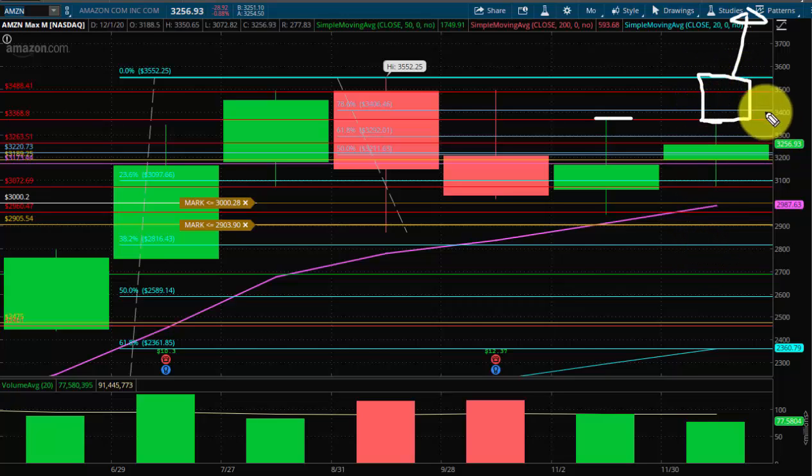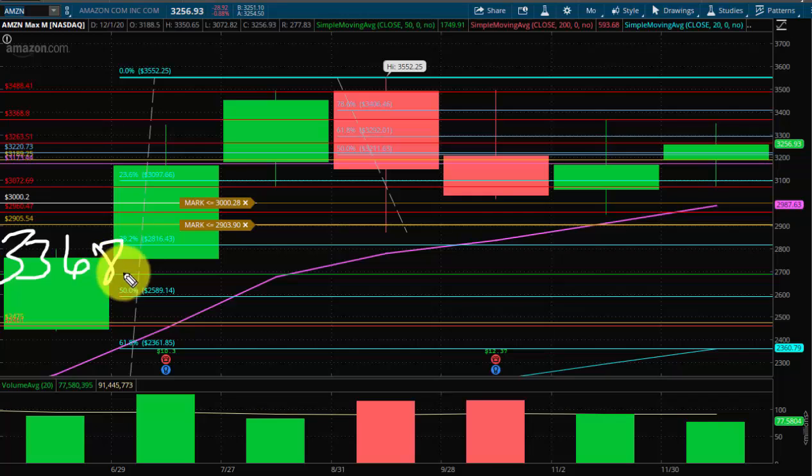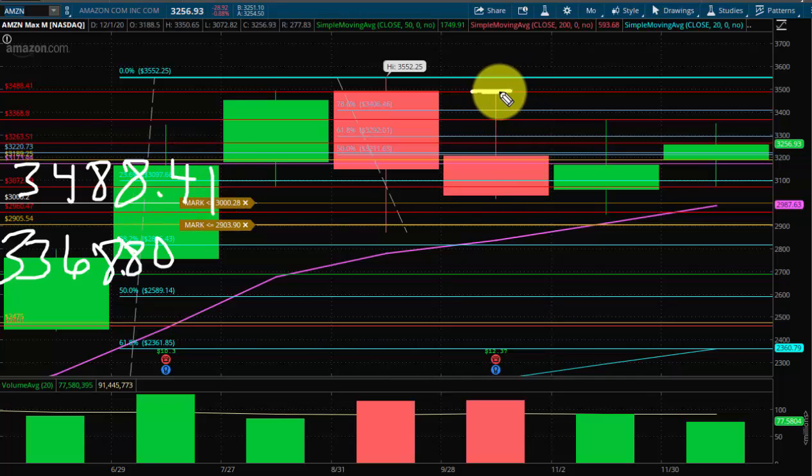that right there. And we could even be more modest and take the lower target here and say that, hey, if Amazon breaks 3368.8, then it has room to 3488.41. We'll take the lower level here and the smaller resistance. Okay, so it's got to break this high. These are the monthly candles, right? And it's signaling a move up there.